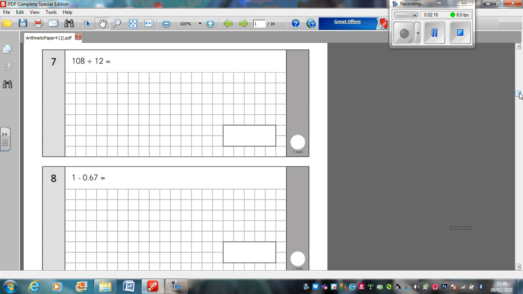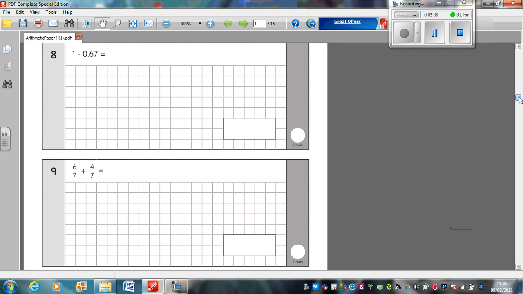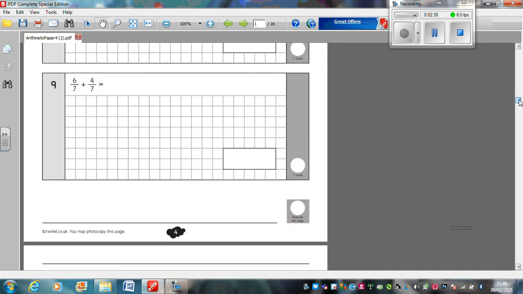Question 8. 1 take away 0.67. Remember what we do to that whole number. Let's turn it into a decimal by putting a decimal point and some zeros in. It's 1 on top. Take away 0.67.